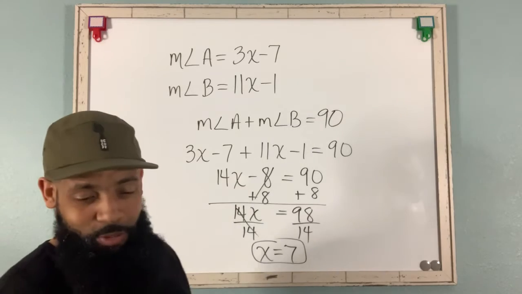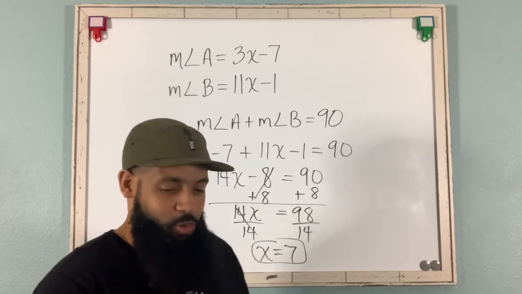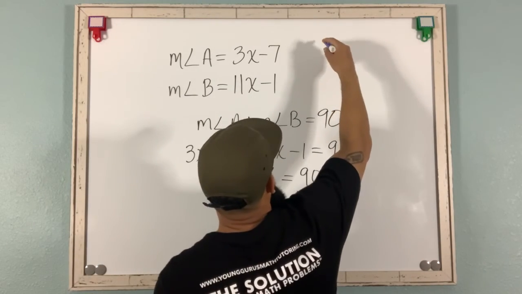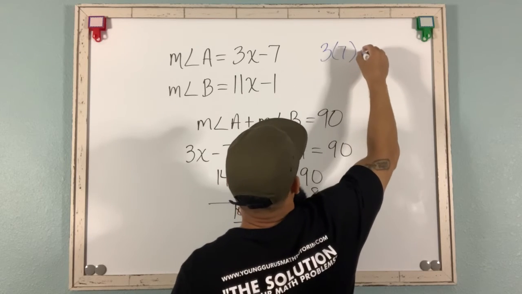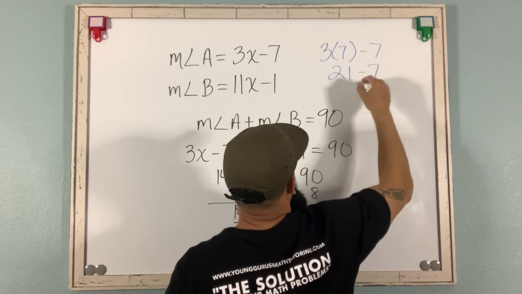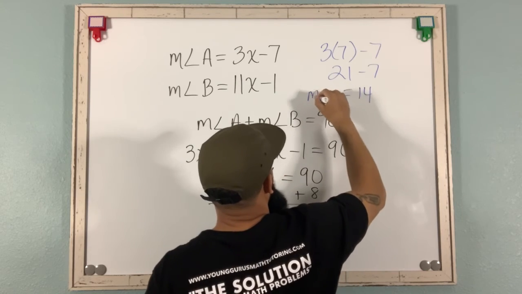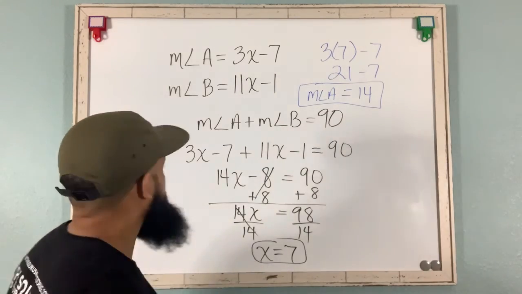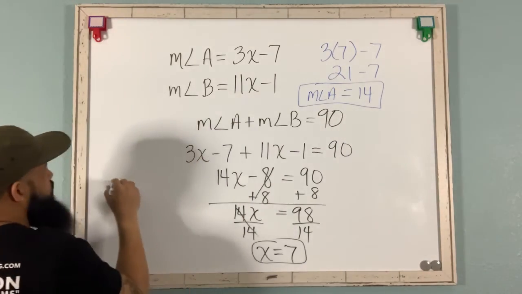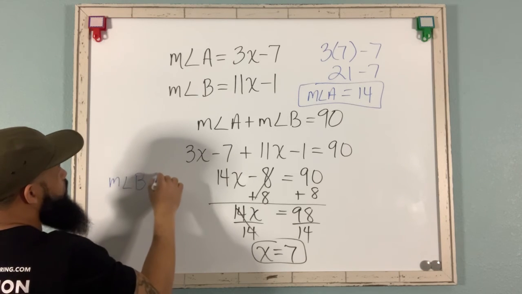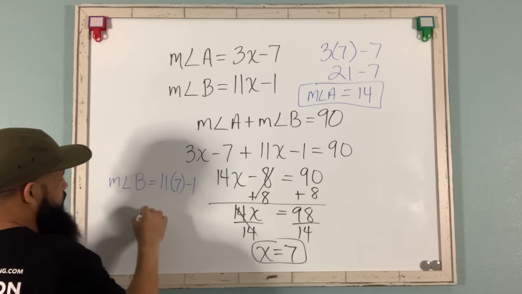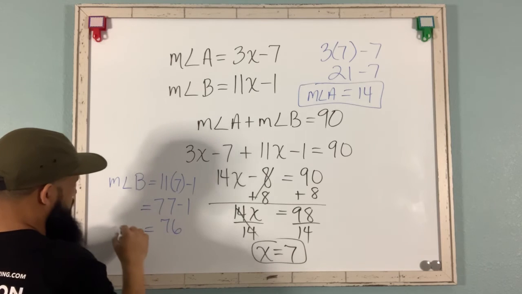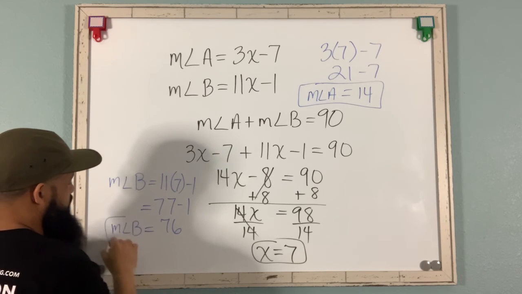But now that I know that x equals 7, I can plug in these values to the expression for angle A and angle B. So for angle A, I have 3 times 7 minus 7. So that's 21 minus 7, which equals 14. So the measure of angle A equals 14. All right. And the measure of angle B, I'm going to say 11 times 7. So measure angle B equals 11 times 7 minus 1. So 77 minus 1, 76. So the measure of angle B equals 76.